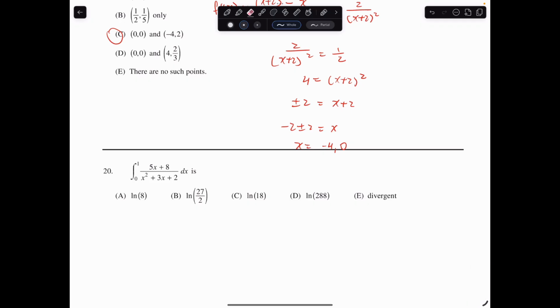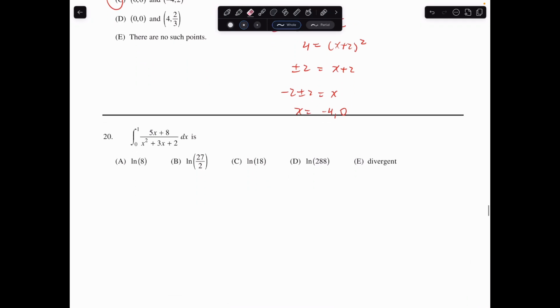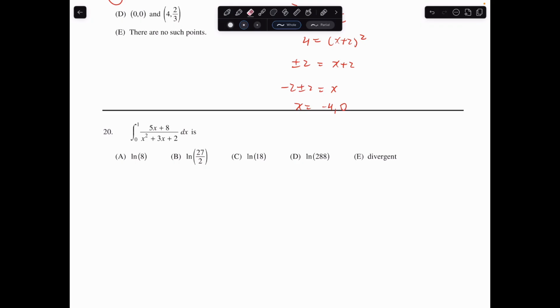All right, the integral from 0 to 1 of blah, blah, blah is... All right, so this one, I think we are dealing with partial fraction decomposition. So what I like to do first is just break this down, because I don't really like doing this. All right, so factor the denominator. So I think it's x plus 1, x plus 2, I believe. Let me just double check.